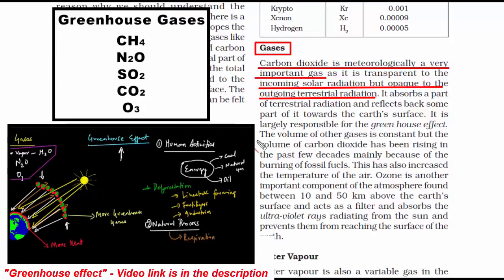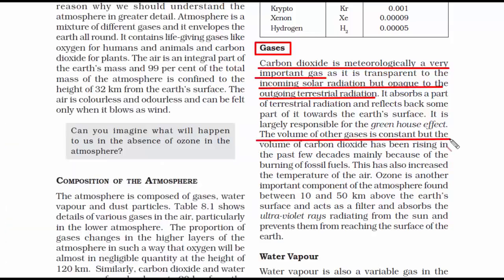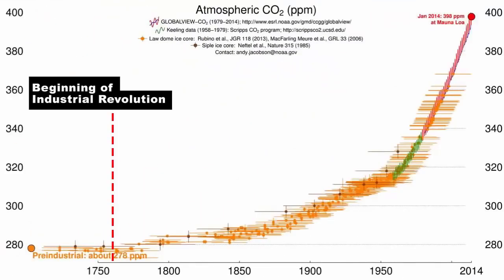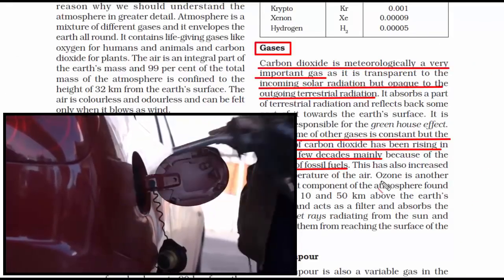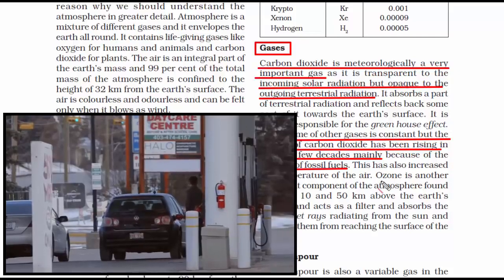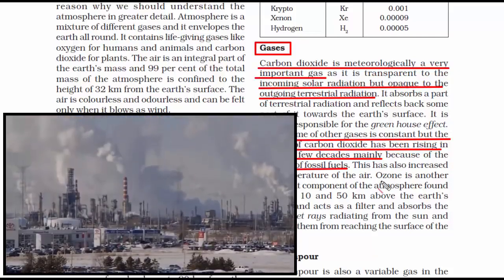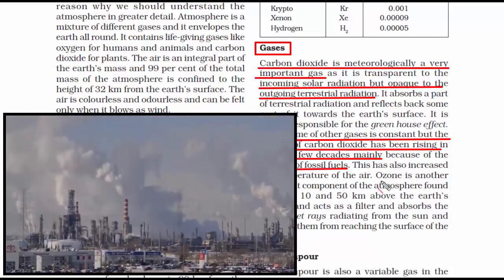Now the interesting part to note is that the volume of other gases is constant, but the volume of carbon dioxide has been rising in the past few decades, mainly because of the burning of fossil fuels. Since the Industrial Revolution, that is from the mid-18th century, the amount of carbon dioxide has increased. Machines on a daily basis are using fossil fuels like diesel, petrol, and that's emitting more and more carbon into the atmosphere, which is increasing the overall carbon content.